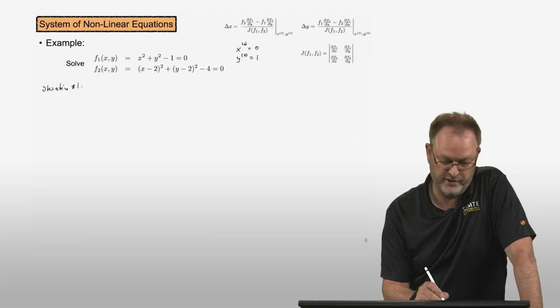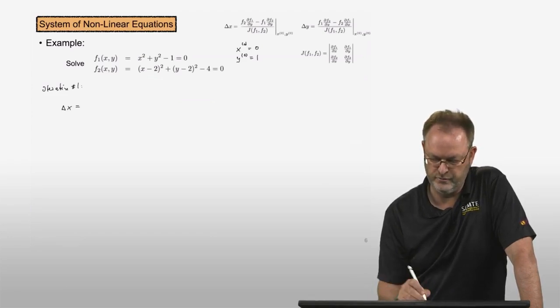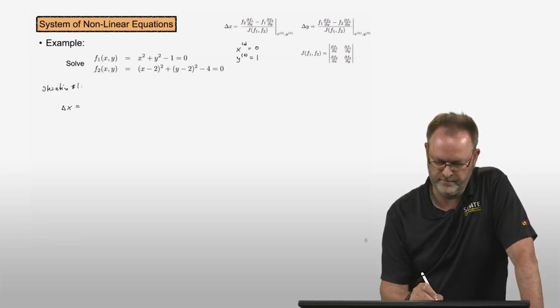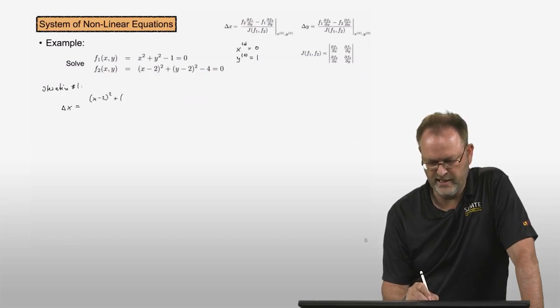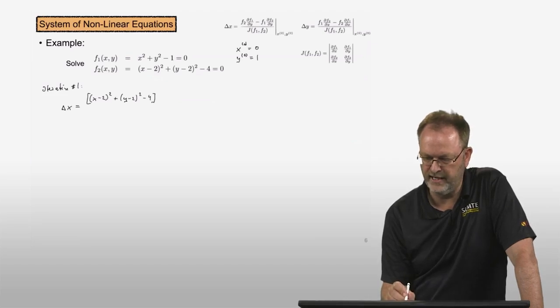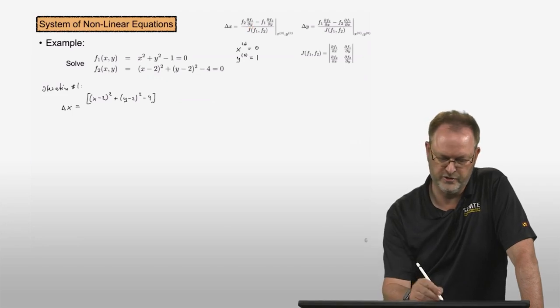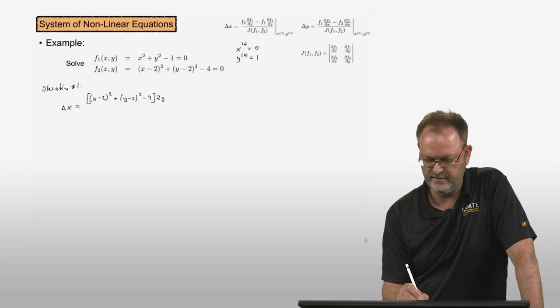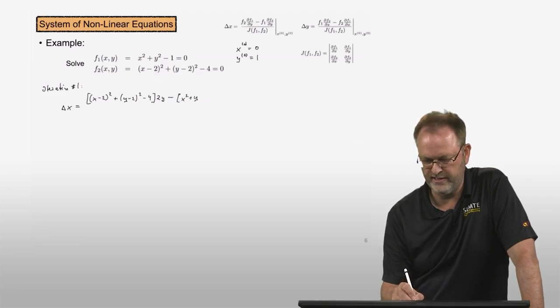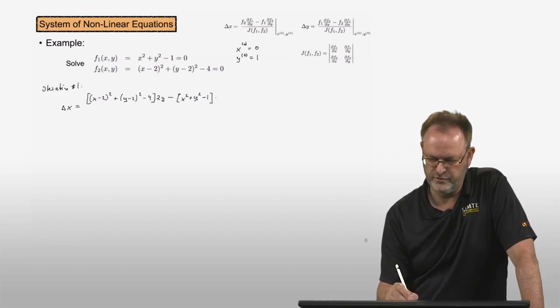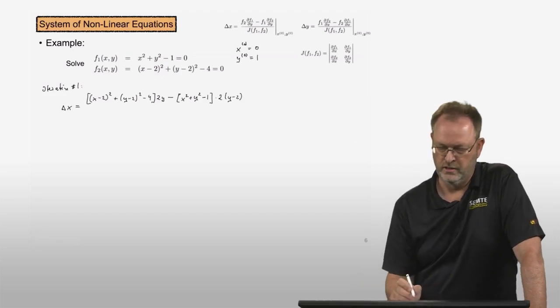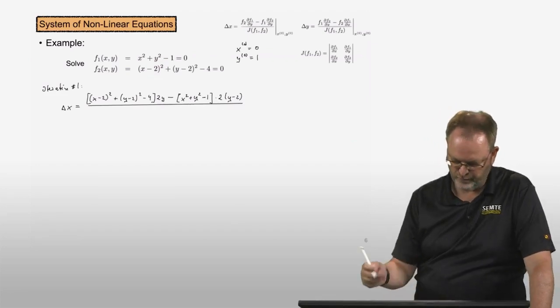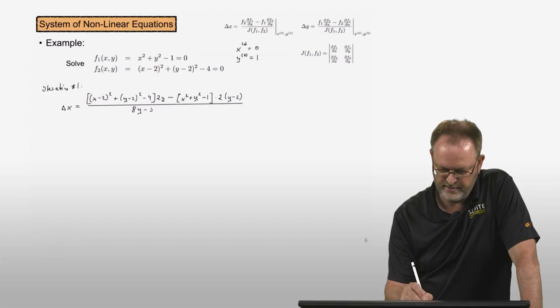So let's write out the equation for delta x. So delta x is equal to F2. Here's my F2, so let me just copy this: x minus 2 squared plus y minus 2 squared minus 4. And then this entire thing gets multiplied by df1 dy, which was 2y. Minus F1, so x squared plus y squared minus 1, times df2 dy, so that was 2 times y minus 2. And then this entire thing is divided by the Jacobian, and the Jacobian was 8y minus 8x.